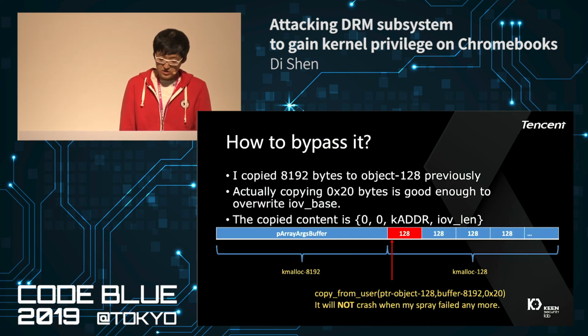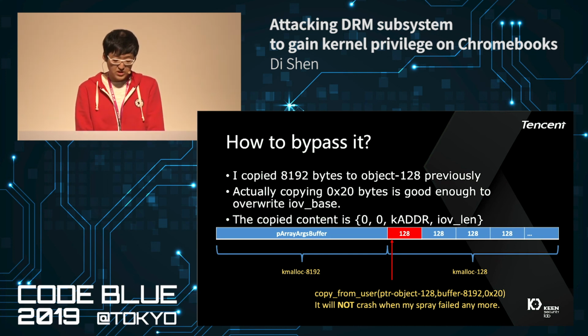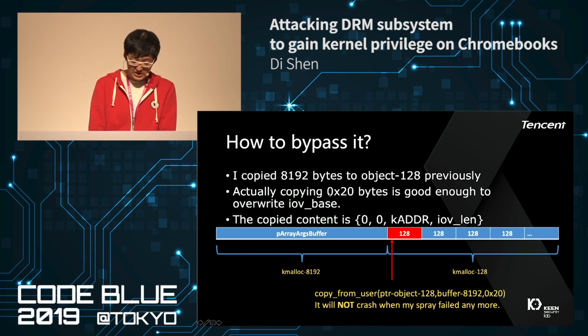How to bypass it? Actually, bypassing it is quite simple. Previously I copied a very large size, 2,000 bytes, to the 128-byte object, but actually copying 20 bytes is good enough for me to override the IO vector base. So this time I copy only 20 bytes, and you can see that is the content I copied. The first two are 0, then I copy the kernel address and the length of the IO vector. That's good enough for me to overwrite the kernel memory, and it will not crash anymore. Even if I fail to spray the heap, I still get another chance to try again. So that's good enough for me.